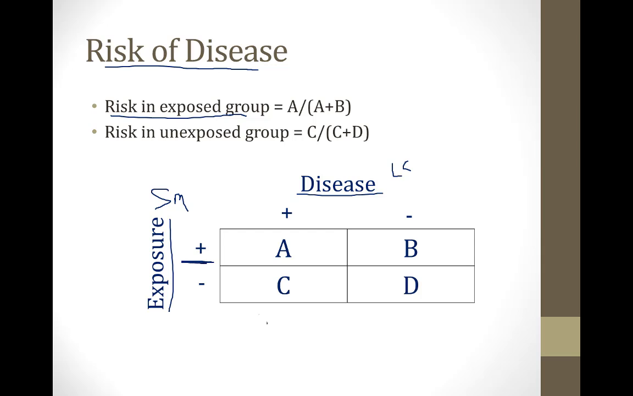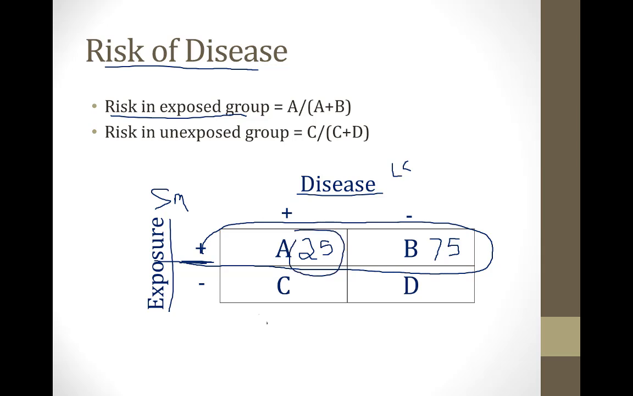Among the patients who smoke right here, let's suppose that 25 of them had lung cancer, so we'd write 25 where the A is. And let's suppose 75 of them did not have lung cancer. Then we'd write 75 right there. This would mean that among the smokers, which is everybody in this top row, 25 out of 100 total patients had cancer. This means that the risk of cancer in patients exposed to smoking is 25 over 100, or 25%.